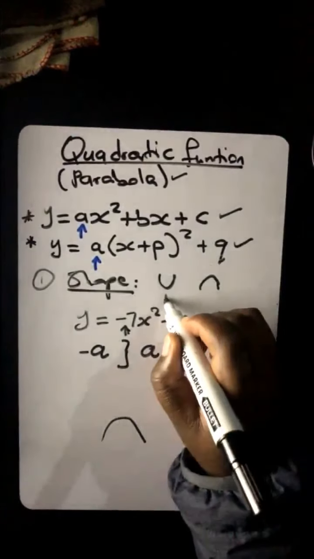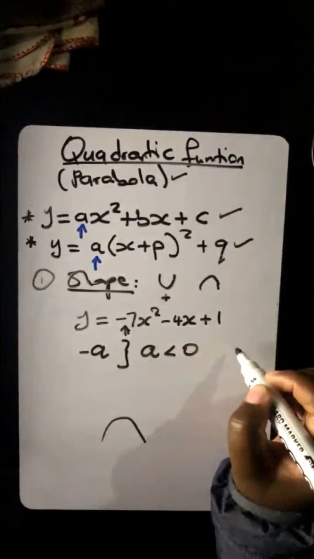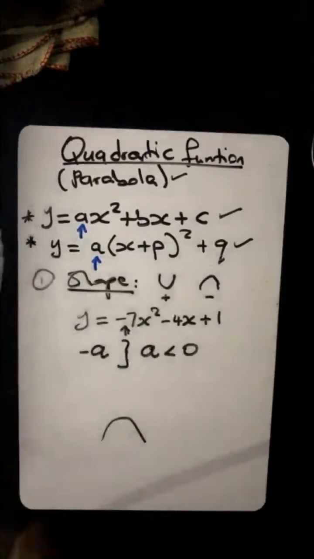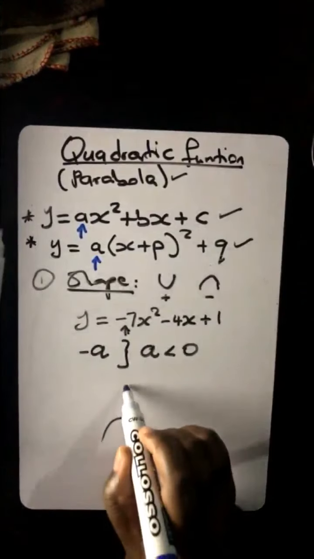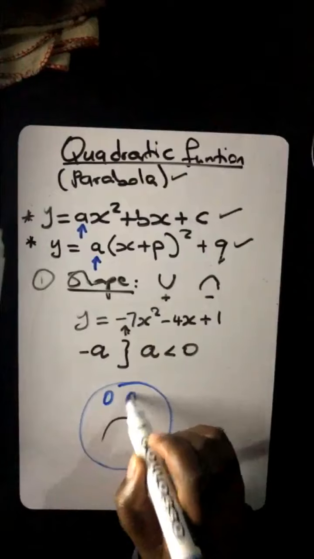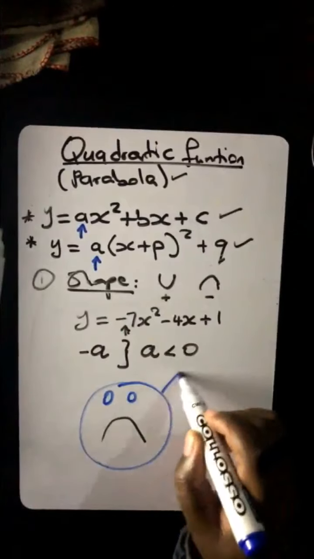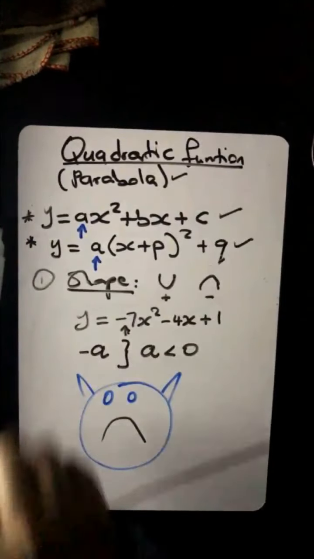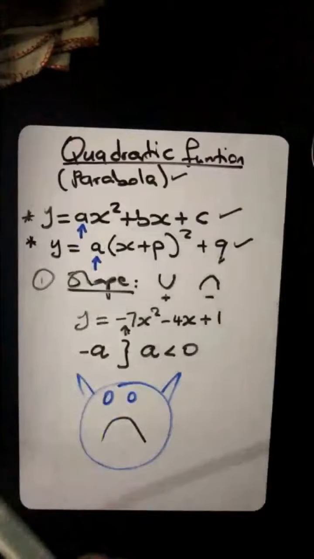Remember, this is a positive shape. This will be a negative shape. So let's see if it makes a sad shape over there. Can you see, ladies and gentlemen, this is a sad shape. So I've only spoken about the sign of that a value.